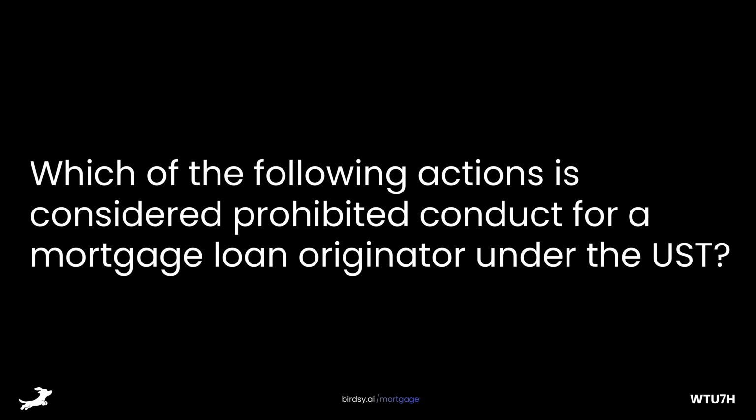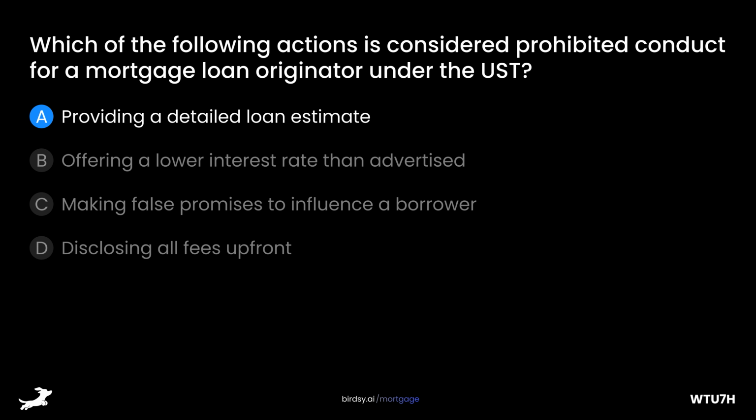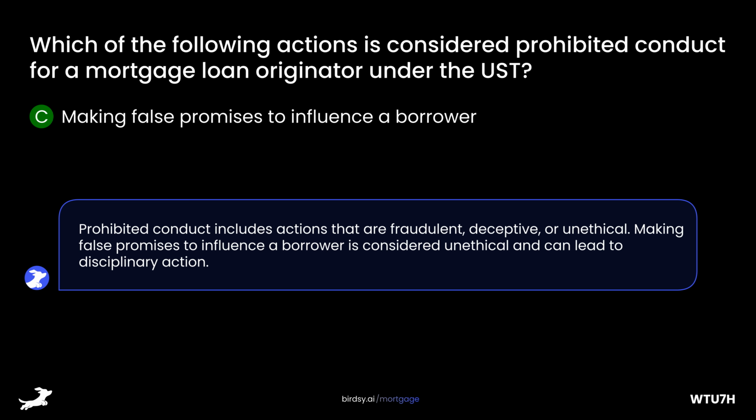Which of the following actions is considered prohibited conduct for a mortgage loan originator under the UST? Is it A, providing a detailed loan estimate, B, offering a lower interest rate than advertised, C, making false promises to influence a borrower, or D, disclosing all fees up front? The answer is C, making false promises to influence a borrower. Prohibited conduct includes actions that are fraudulent, deceptive, or unethical. Making false promises to influence a borrower is considered unethical and can lead to disciplinary action.